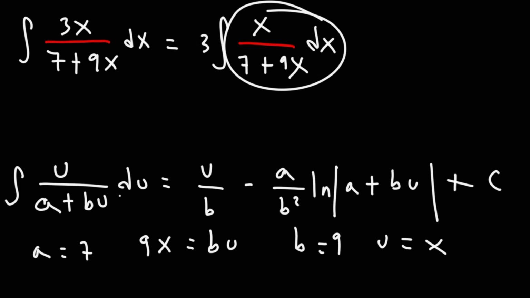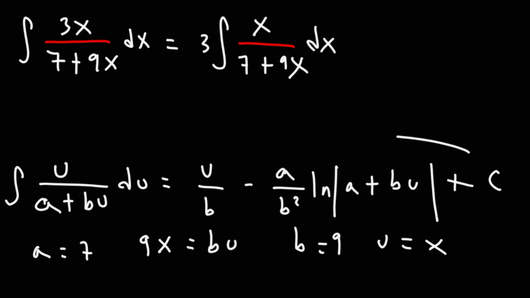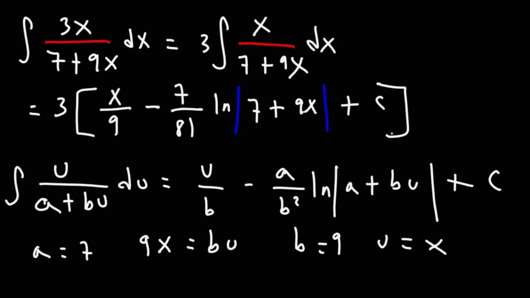So this part applies to this equation, which means we need to multiply this answer by the 3 that's in front of it. So let's go ahead and begin. This is going to be 3 times u over b. U is x, b is 9, minus a is 7, over b squared. B is 9, so b squared is 81. Natural log a plus bu, that's going to be the denominator, 7 plus 9x. And then plus c. So that is the answer.